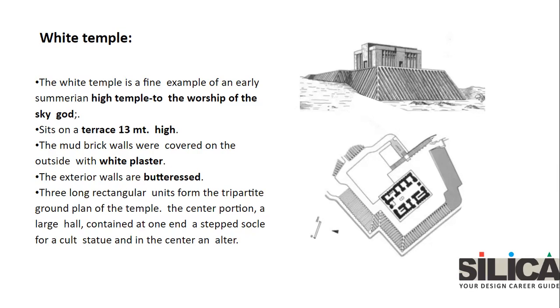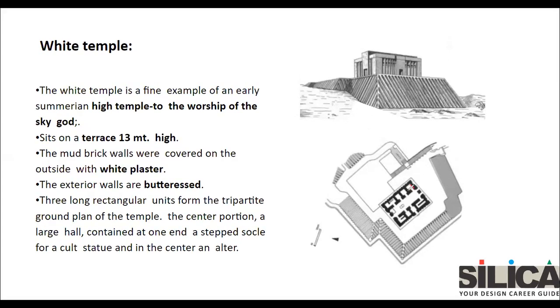Three long rectangular units form the tripartite ground plan of the temple. The center portion, a large hall, contains at one end a stepped podium for a cult statue, and in the center an altar. So this one is a typical plan of the White Temple, in which we can observe different shrines. We can see this is a temple area with a high wall, and this one is on a terrace 30 meters high. So this height is 13 meters.